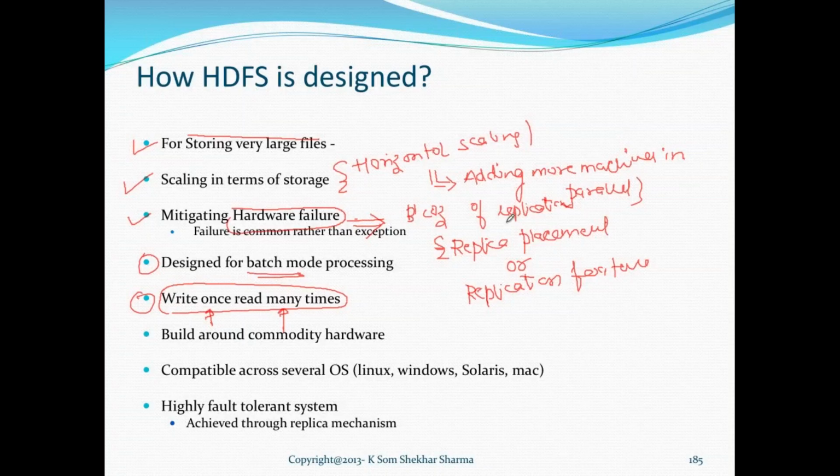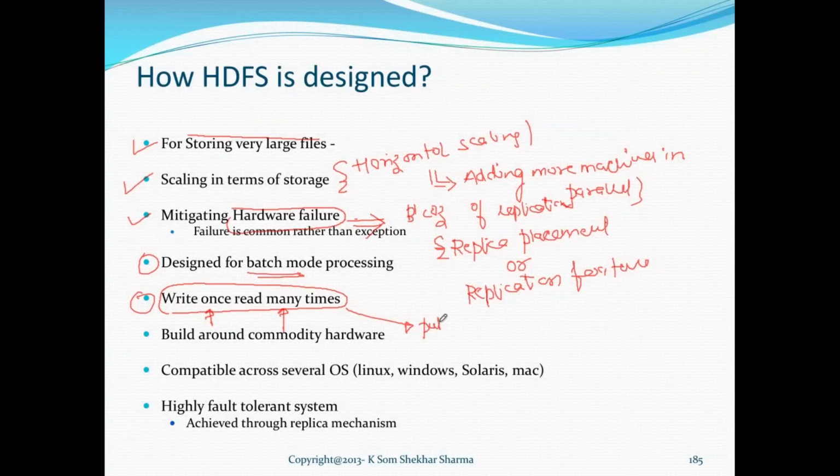So that was our explaining. So write once and read many times. It means that you are going to write your data, big data, terabytes of data, one time, and then you read it several times for different analysis purposes.